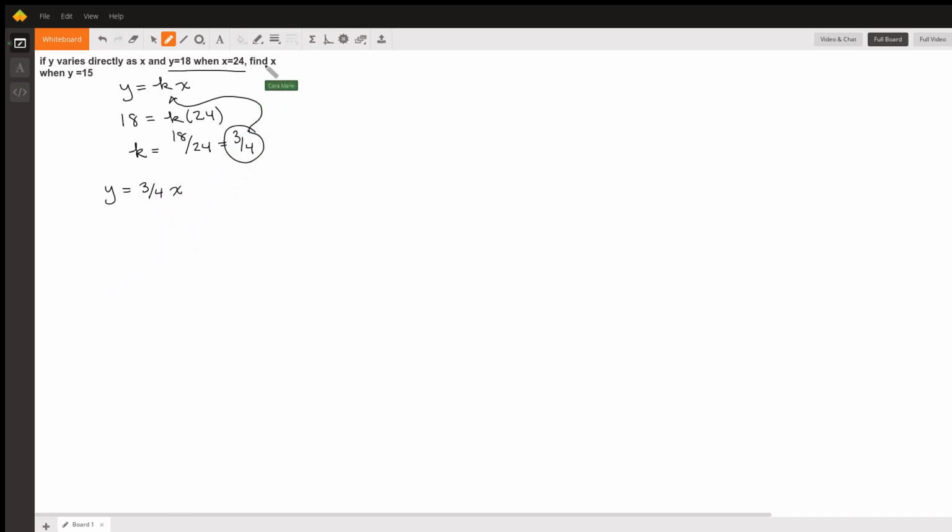Now they want us to find x when y is 15. So now I plug in 15 for y, and then solve for x. So I'm going to multiply both sides by 4/3. All right, so x is equal to 15 times 4 over 3, which is 20. So in this case, x is equal to 20.